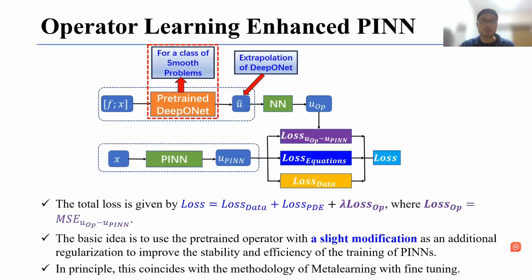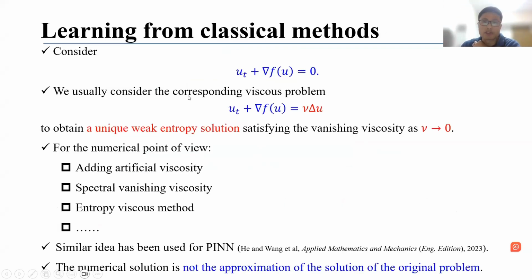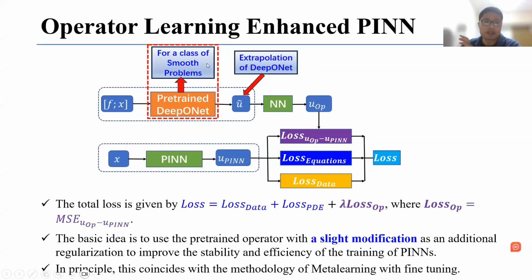Let me explain this more clearly. Here, I would like to first solve a classical smooth problem, obtain the data, and train on this smooth problem using DeepONet. We can use a relatively large viscosity nu, and you can see this problem is very smooth, so you can solve it in high accuracy. So you can pre-train this DeepONet.